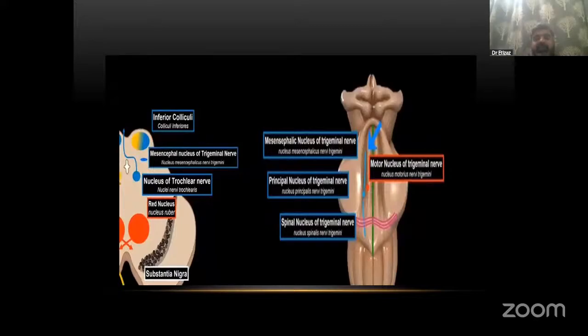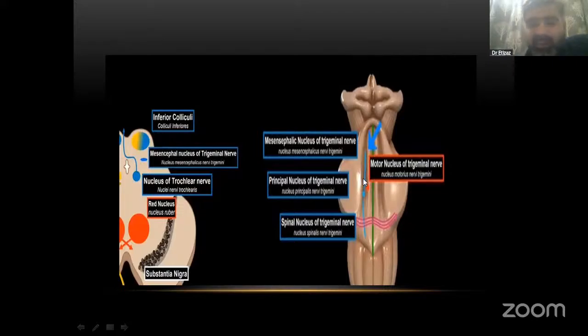At the level of this one, we have the last nucleus, that is the mesencephalic nucleus of the trigeminal nerve. The trigeminal nerve gives four nuclei actually. One is the mesencephalic nucleus of the trigeminal nerve, the principal nucleus of the trigeminal nerve, the spinal nucleus of the trigeminal nerve, and the motor nucleus of the trigeminal nerve.